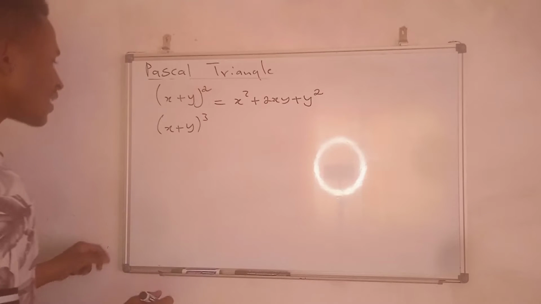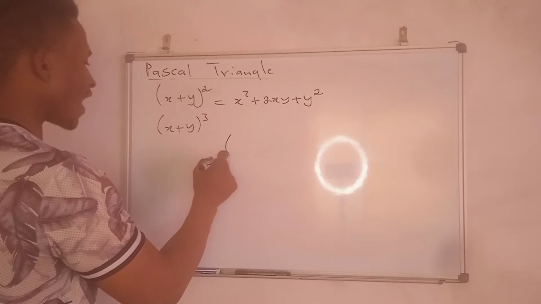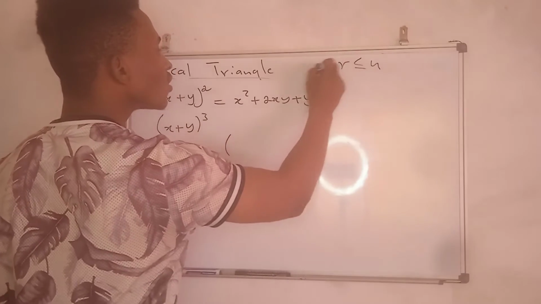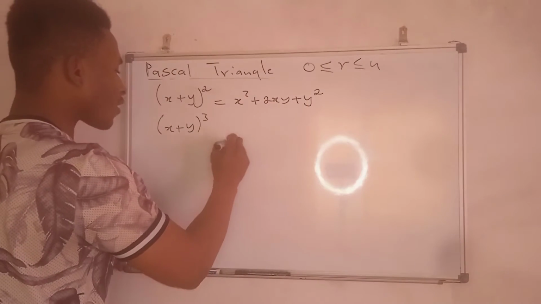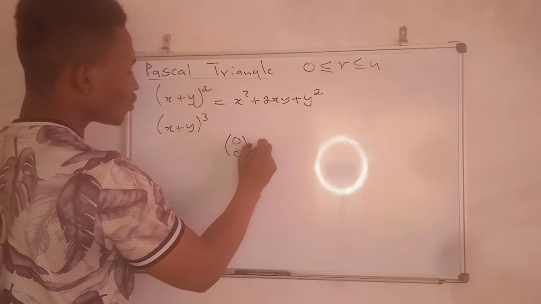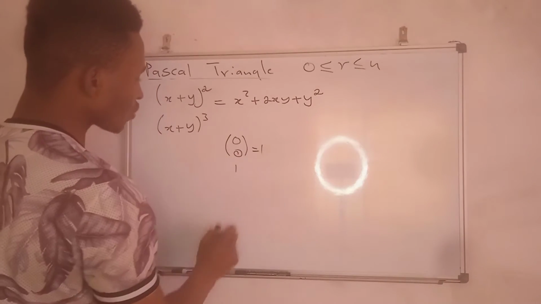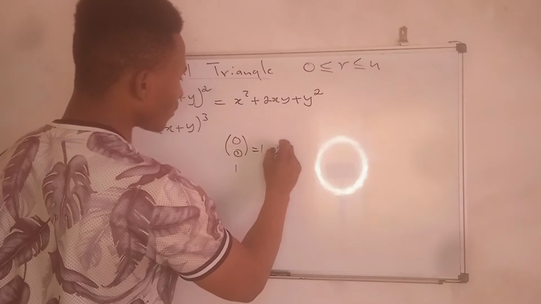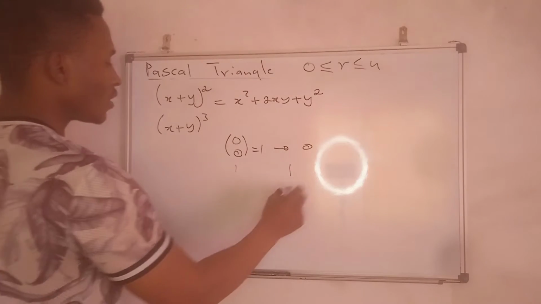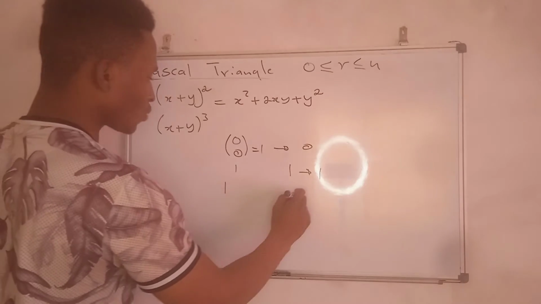Pascal theorem tells us that the first entry of the exponent, remember that r is between 0 and n. So we must compute it from the combination of 0 and 0. When you do this on your calculator, you'll get 1 as your first entry. So you can write 1 and write 1. This one will be your first exponent from 0, and then this will be your first exponent. So you write 1 and 1 again.